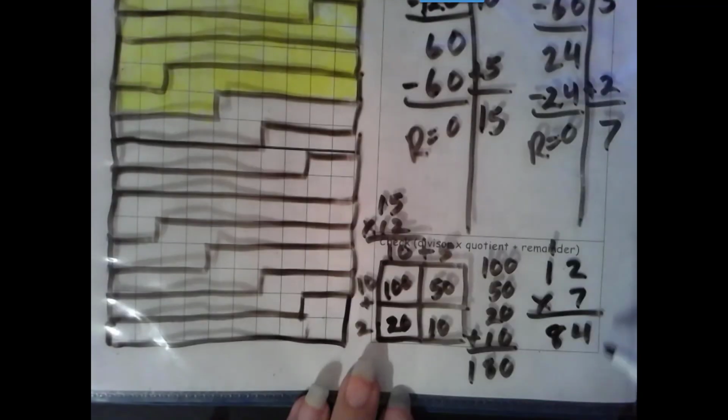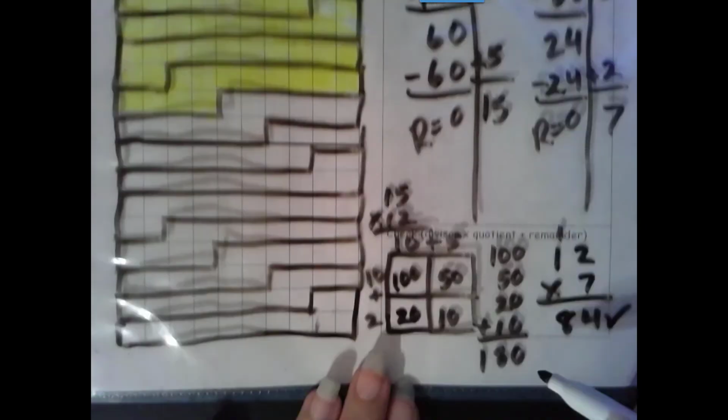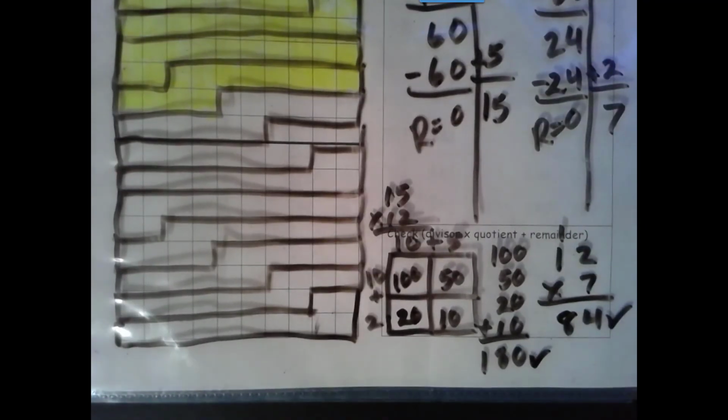84 matches our dividend up here, so it checks. 180 matches our dividend up here, so it checks. So our numerator is definitely 7, and our denominator is definitely 15.